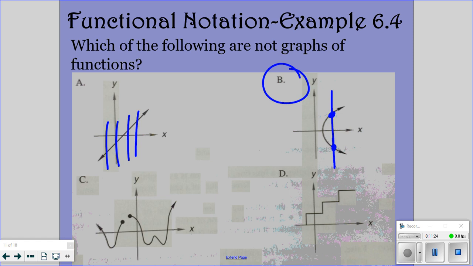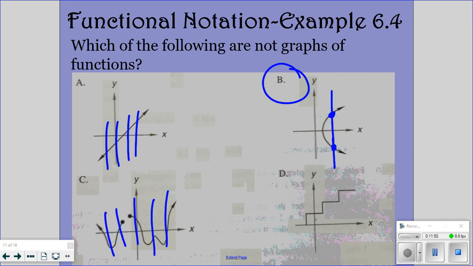For part C, if you draw vertical lines, it doesn't have a vertical line that ever touches it more than one spot. However, it says not graphs of functions, so we wouldn't take it. So we move on from it.